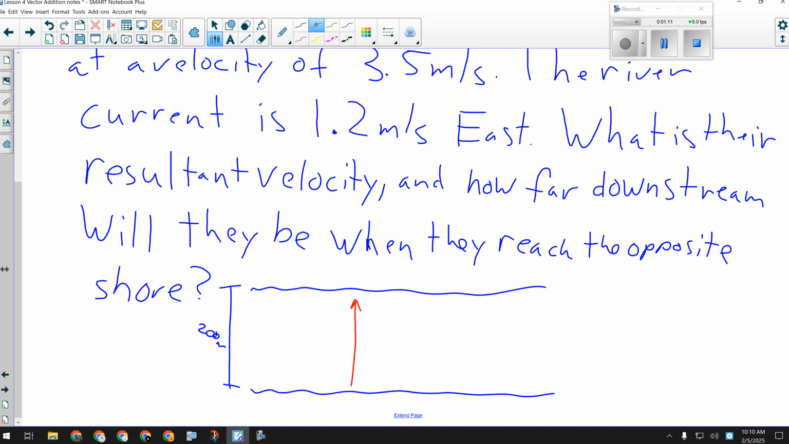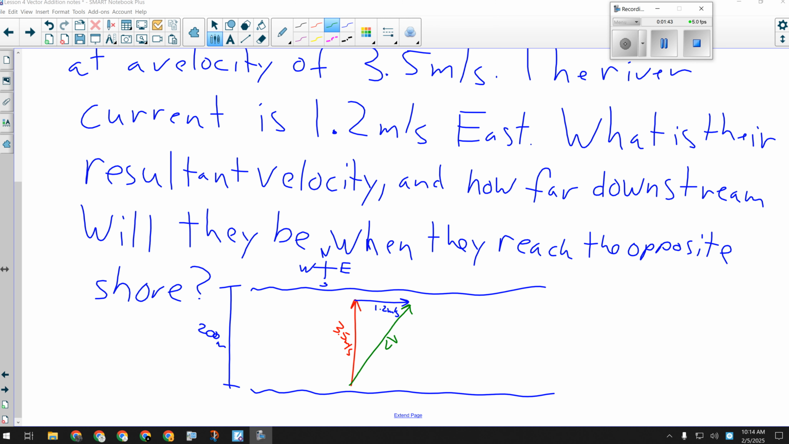So this is 3.5 meters per second, and this is going to be 1.2 meters per second, and that's east. They actually do give us compass directions here. And then our resultant will be that right there. Give you a few more minutes on that one, guys.